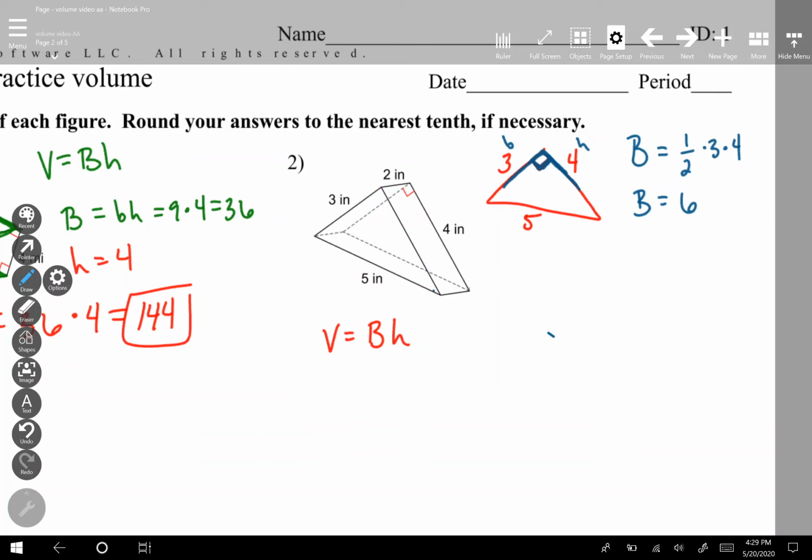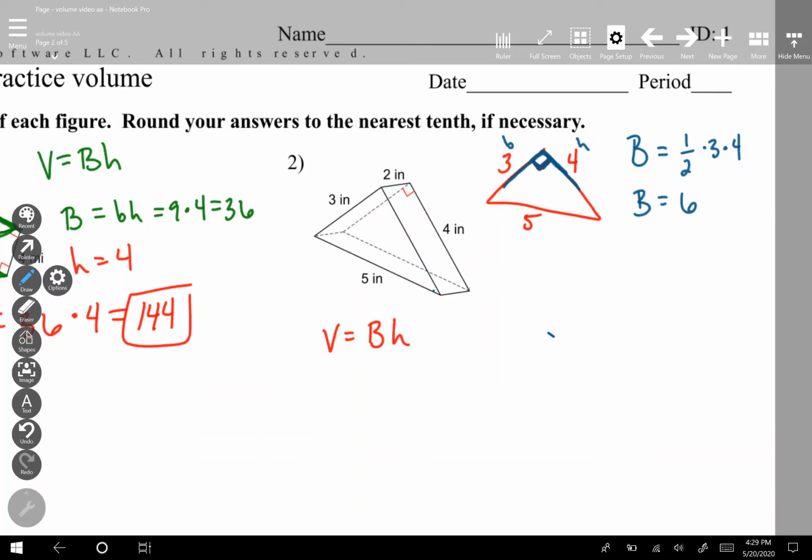I get 2,144.660 on and on. In order to round to the tenths, I only need to look at the second number. It's a 6, so it's going to make this first number go up by 1. So 2,144.7. That would be centimeters cubed.